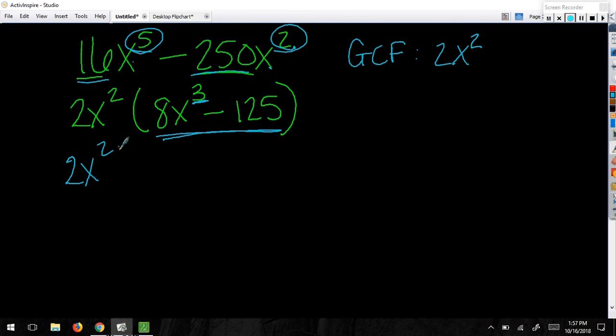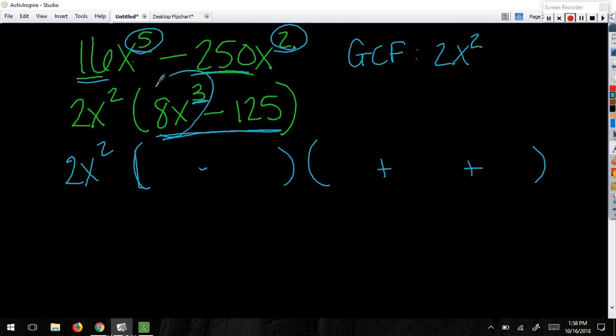The 2x squared stays. Little parenthesis, big parenthesis. What are my signs going to look like? Somebody said minus, same change plus, right? Same change plus. First parenthesis, what's going to go here?